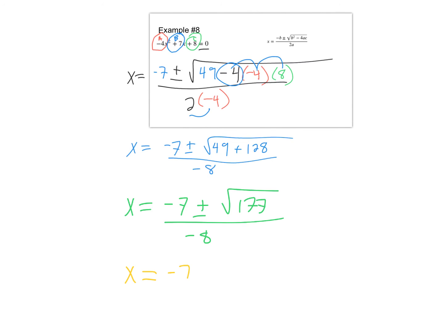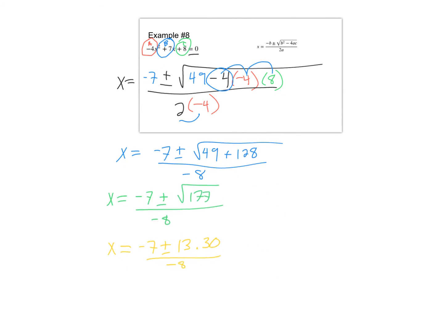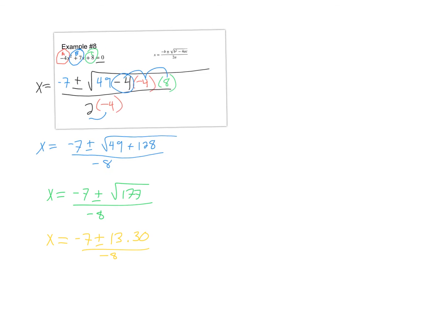X is equal to negative 7 plus or minus. So let's do the square root of 177 on our calculators. Oops. You get 13.304 and some change, so it'll be 13.30 divided by negative 8. Well, let's shrink this down again. Oh, separate it again. Scooch it over here and move it over here.